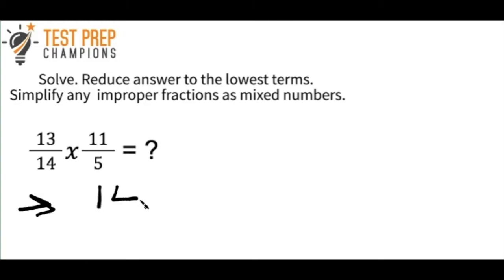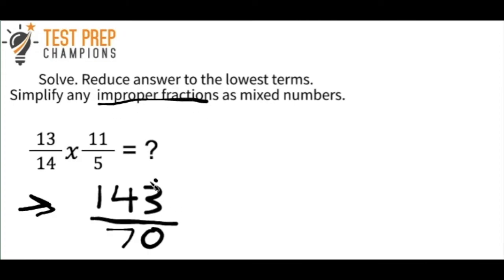However you did it, if you wrote it out by hand or in your calculator, the answer you should get is 143. And 14 times 5 is 70. So we have a massive fraction here, right? This is an improper fraction because the bigger number is in the top, right? The numerator is bigger than the denominator. And so what we need to do is turn this into a mixed number to get the right answer.